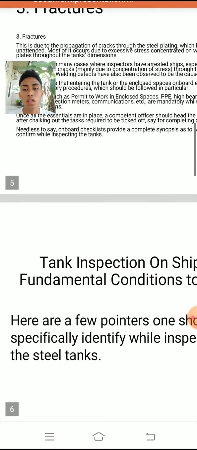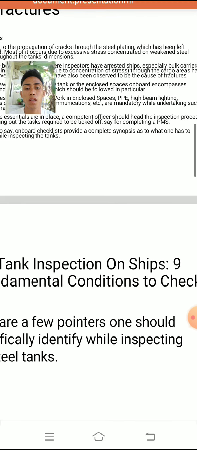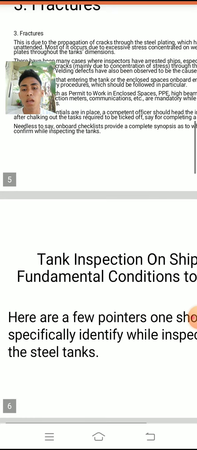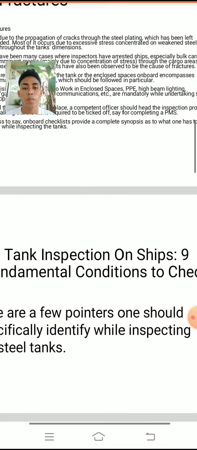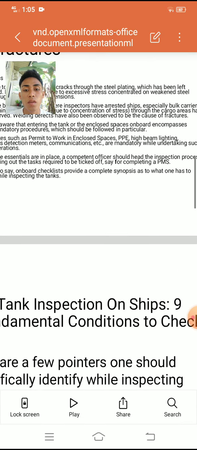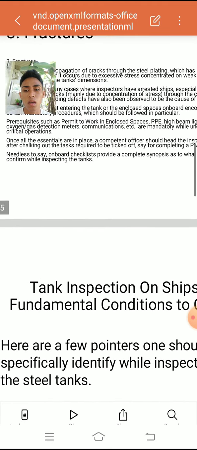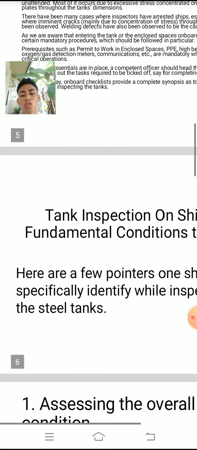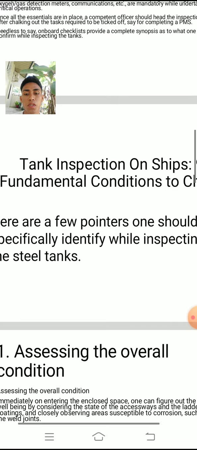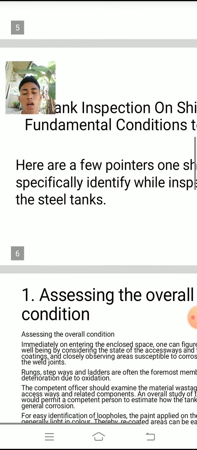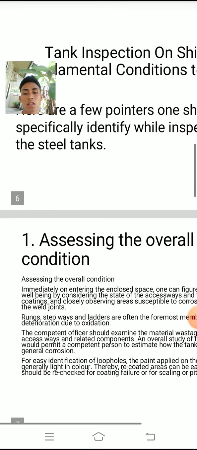After checking out the task required to be ticked off, say for completing a PMS, needless to say, onboard checklists provide a complete synopsis as to what one has to confirm while inspecting the tanks. So, for tank inspection on ships, there are nine fundamental conditions to check. Here are a few pointers one should especially identify while inspecting the steel tanks.